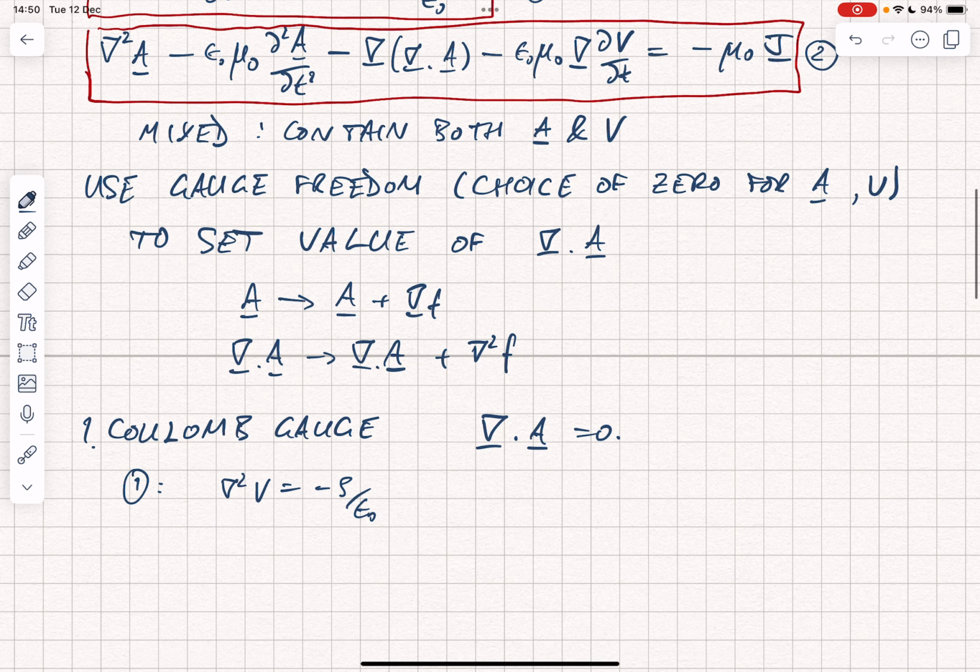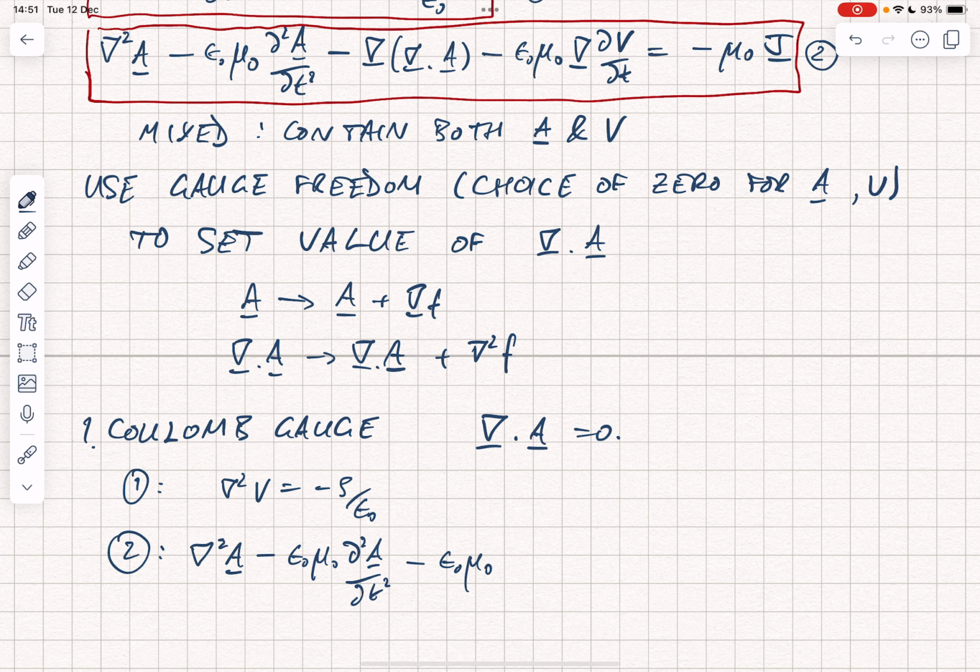Equation 2 becomes a little simpler, but it's not really much better. So equation 2 is del squared A minus epsilon naught mu naught d2A by dt squared. The minus grad of div A becomes 0, but we're still left with this cross term, minus epsilon naught mu naught grad of dV by dt, and that's equal to minus mu naught J.